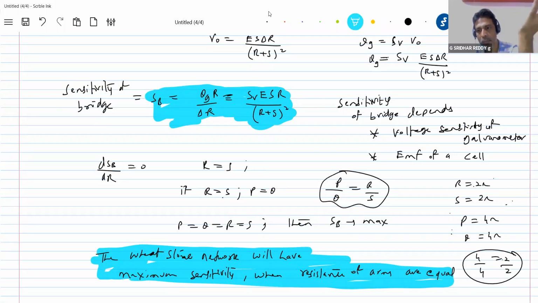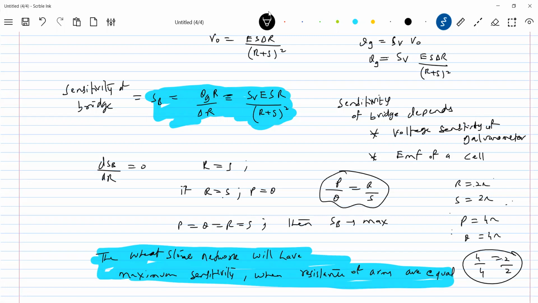So the bridge is not sensitive for this set of values. The reason is that the bridge is balanced, everything fine, but it's not sensitive. It will be sensitive when the resistance of all arms are equal. I just brought the idea of only R equal to S and P equal to Q; when I checked further, if all are equal, then only it will be more sensitive. That's what I mean to say here.